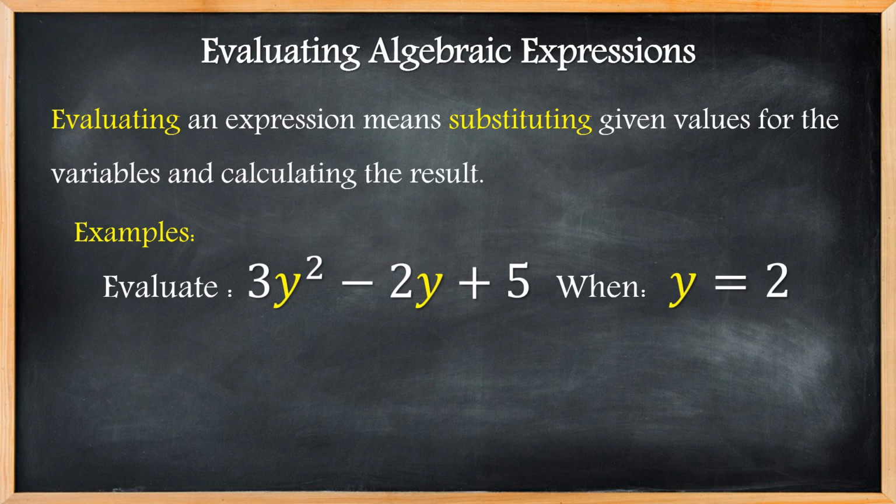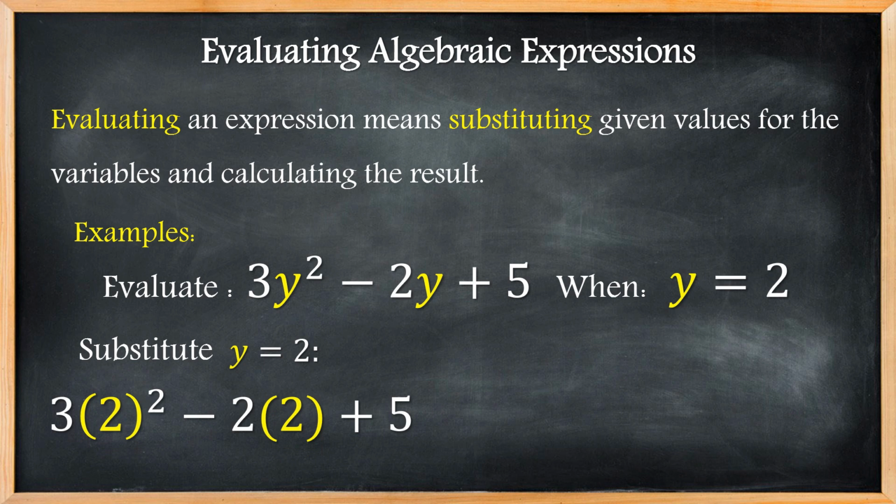We need to evaluate 3 times y squared minus 2 times y plus 5 when y equals 2. First, substitute y with 2, 3 times 2 squared minus 2 times 2 plus 5. Following the order of operations, exponents first, 2 squared equals 4. Multiplication next, 3 times 4 equals 12 and negative 2 times 2 equals negative 4. Then addition and subtraction, 12 minus 4 plus 5.